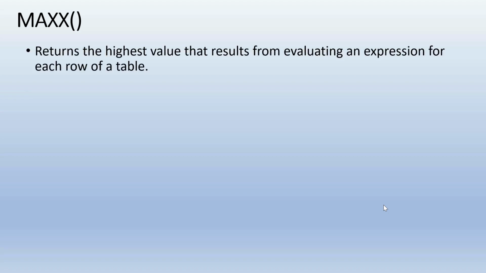Now the next function we have is the MAXX function. As the pattern is coming up from the previous videos, the MAX function returns the maximum value, and on X, as in MAXX, indicates that we have an existing expression, and evaluating that expression it will give the maximum value, right? And that expression will be evaluated for each row of a table, correct?